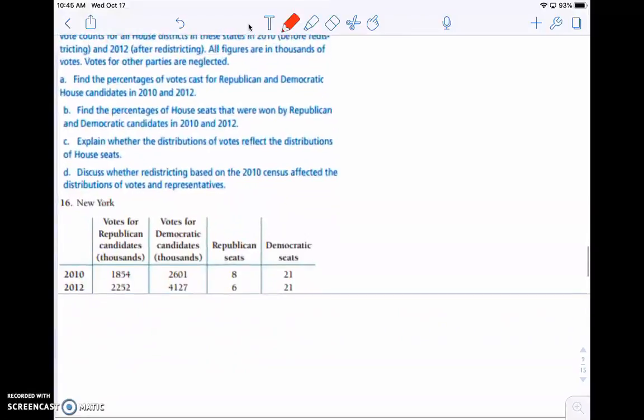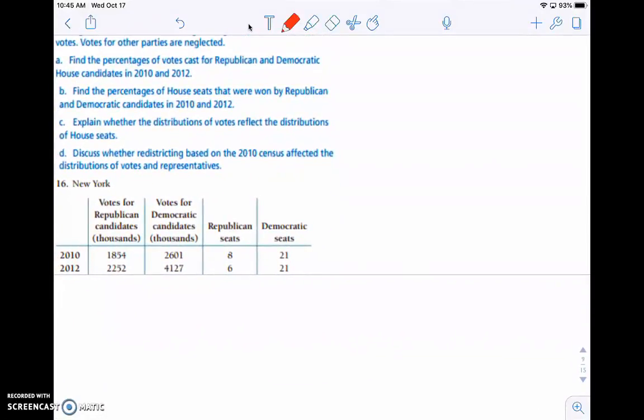First we're going to find the percentage of voters that voted for Republicans and Democrats. We're going to look at New York here, where New York lost a couple of seats. So in Part A, the percentage of people who voted Republican and Democrat. If we look at Republican in 2010, again these are in the thousands, 1854 voted for it out of the total, which is 1854 plus 2601. When we multiply this out, it's approximately 0.417, or about 42% voted for Republicans.